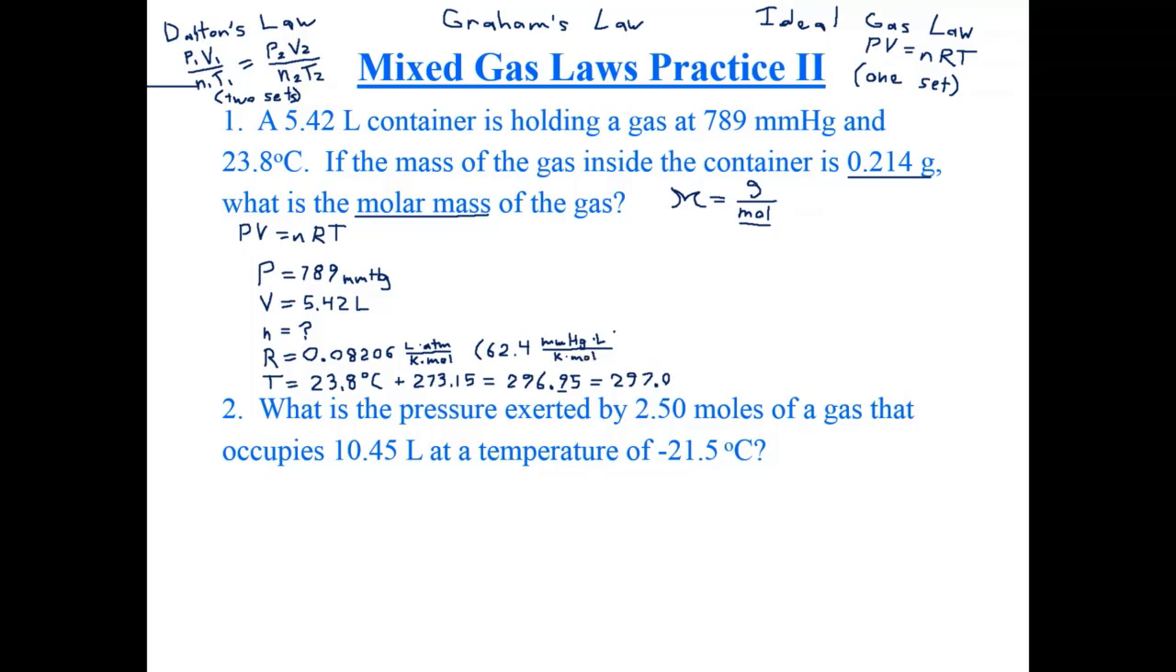Another common one that's also used for the ideal gas law constant is 8.314 kPa liter per Kelvin mole.